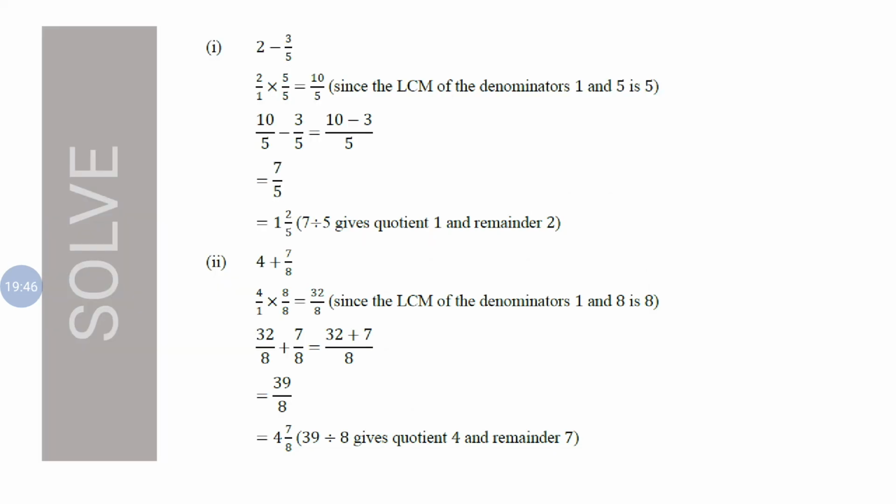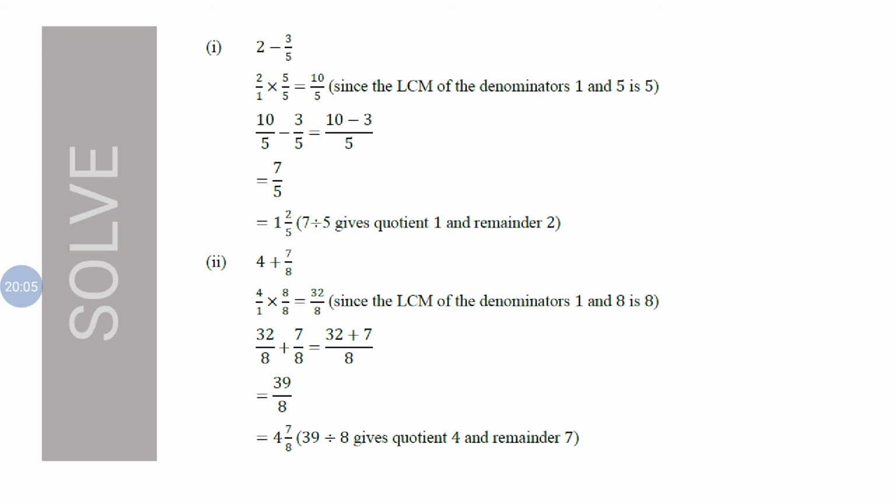So another example, 2 minus 3 by 5. The denominator of 2 is considered as 1. 2 by 1. So the denominators are different, so we take the LCM. LCM of 1 comma 5 is 5. The LCM of the denominators 1 and 5 is 5.